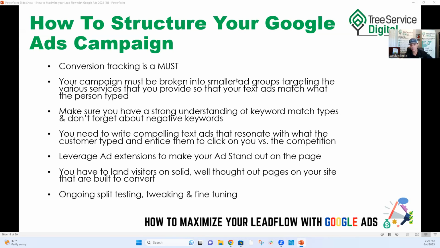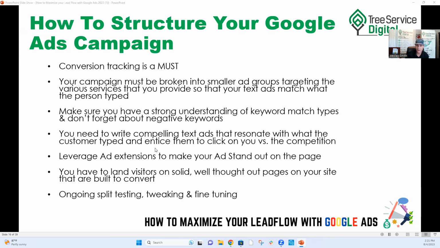So you want to eliminate the competitors, and you need to write a compelling text ad that resonates with what the customer typed and entice them to click on you versus the competition. So ad copy is big on getting people to click on your ad versus somebody else's ad.